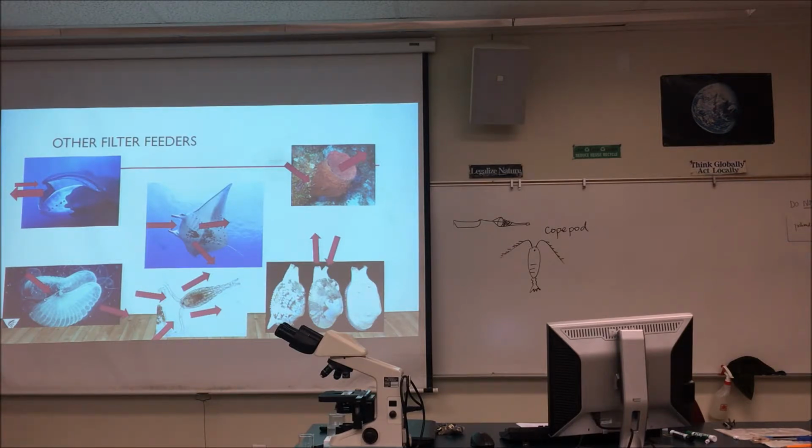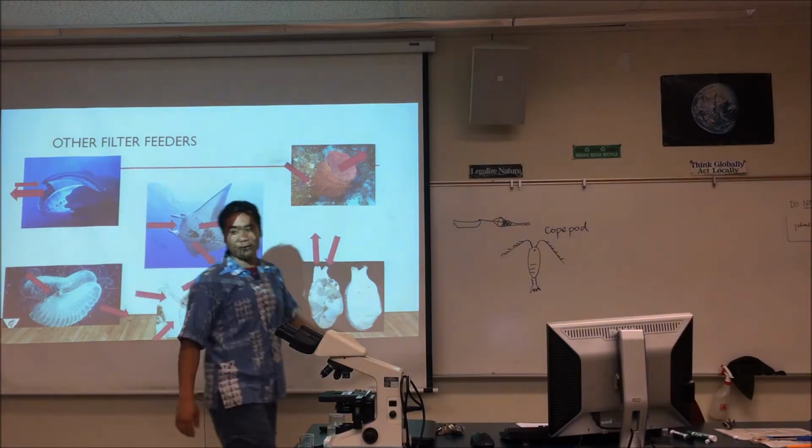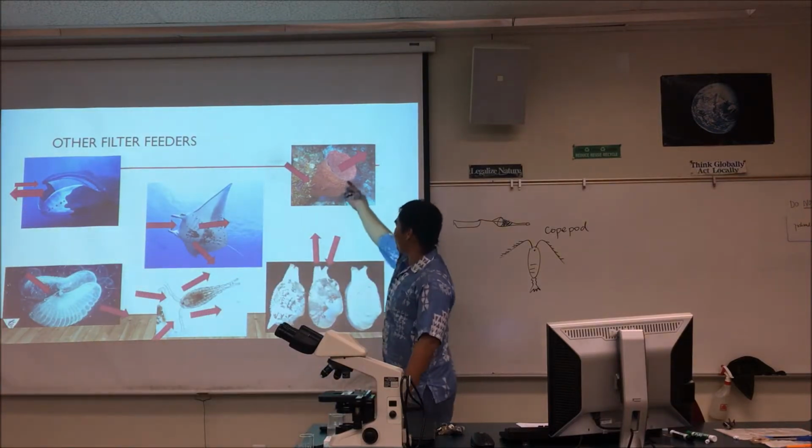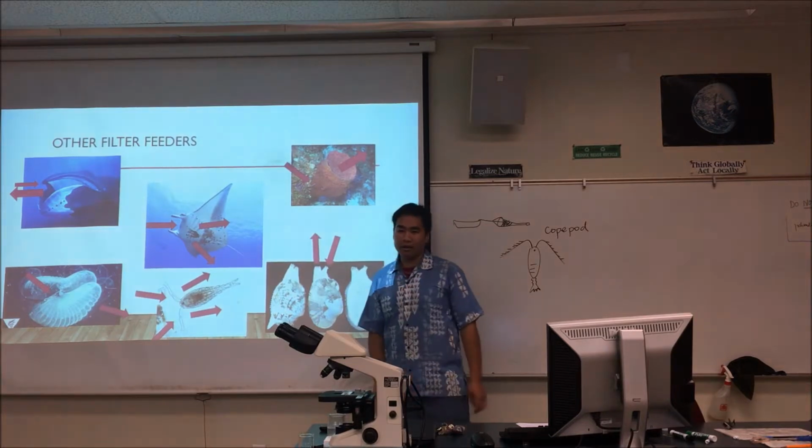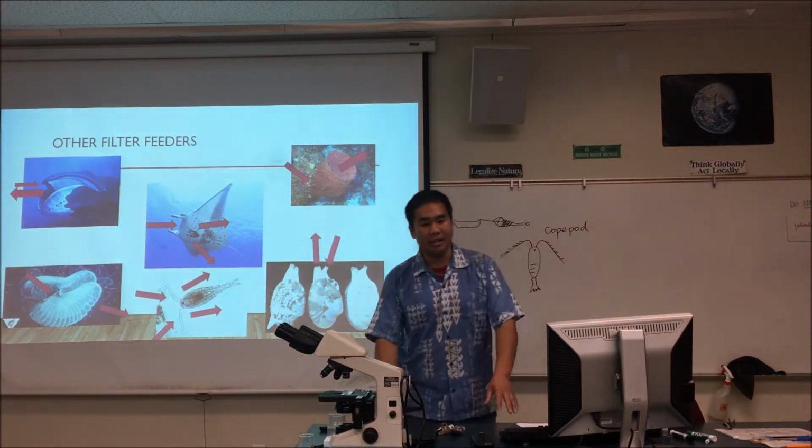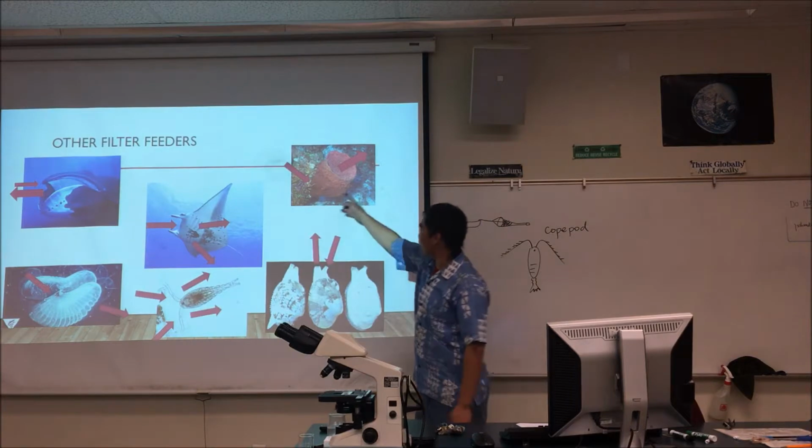Hey, what is it called? Anyone remember? Shaped like a... Nobody remembers? Gill rakers, right? Okay, gill rakers. Sponge, right? It goes in through where? The ostia, right? The pores on the side, and it comes out the osculum.